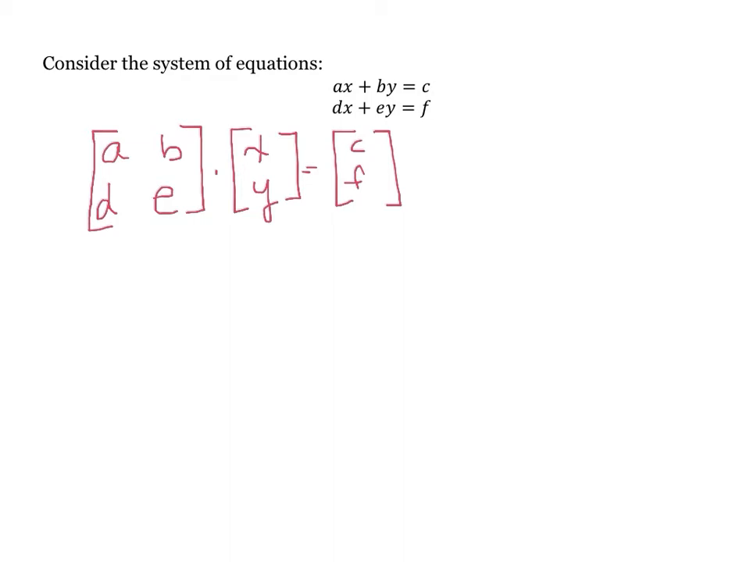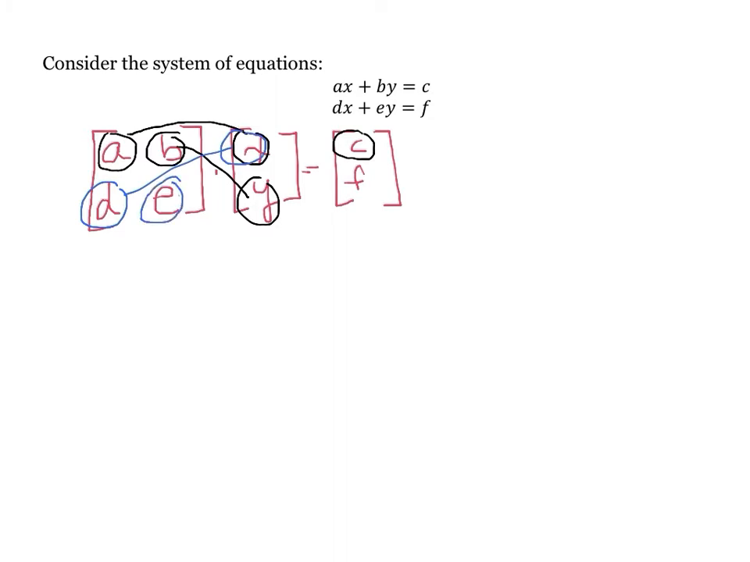Now, if you remember matrix multiplication, and I know it was kind of tricky, we said A times X plus B times Y was equal to C, which is what's written right up here. And then we would do it again. D times X plus E times Y is equal to F. And that's written right here.